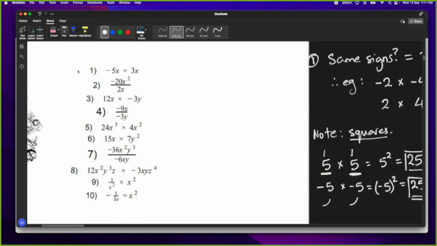We will do this one. Oh, I'll use the blue. We will do this one. We will do this one. We will do this one. And we will do this one.